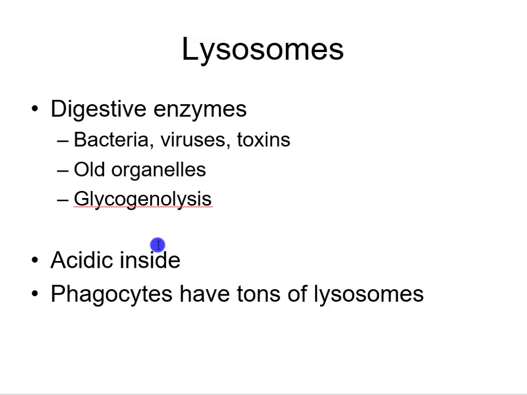So the lysosomes themselves have an acidic environment. I think previously when we talked about the first exam, I had said that your blood pH is about 7.2 to 7.4. It's ever so slightly alkaline.